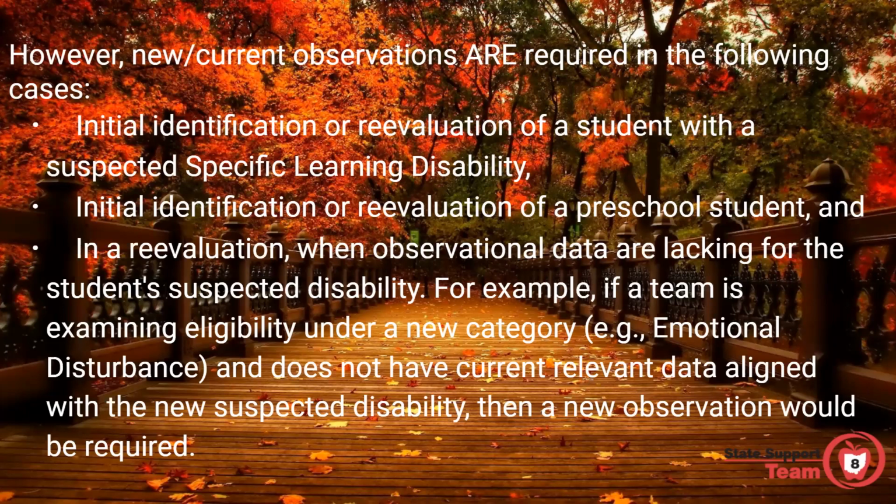be a record review, obviously, but if you're doing a reeval and you don't have an observation or observational data that speaks to the suspicion of disability because there's been some change and you might be looking at a new category, so what you have on hand isn't appropriate, then you need to do a new one. So an example would be if you are suspecting eligibility under a new category. So the student was previously identified as SLD, and now you have a suspicion for emotional disturbance.